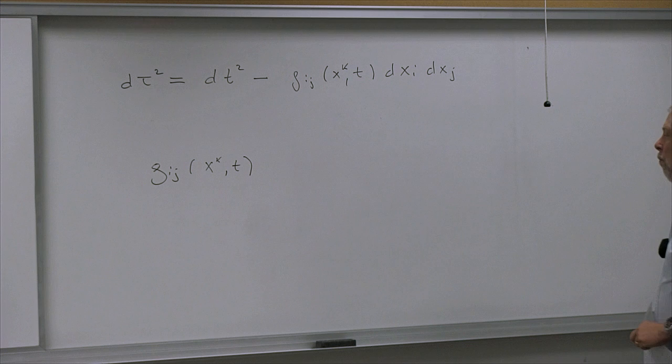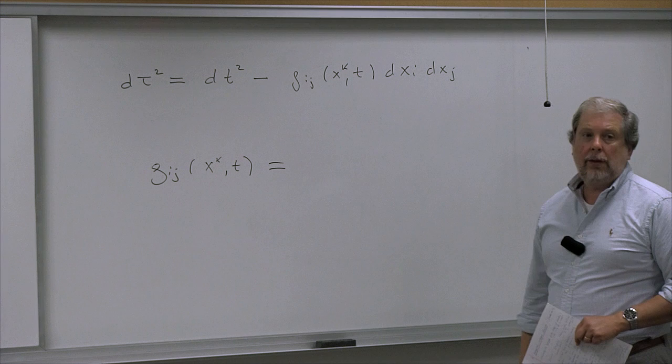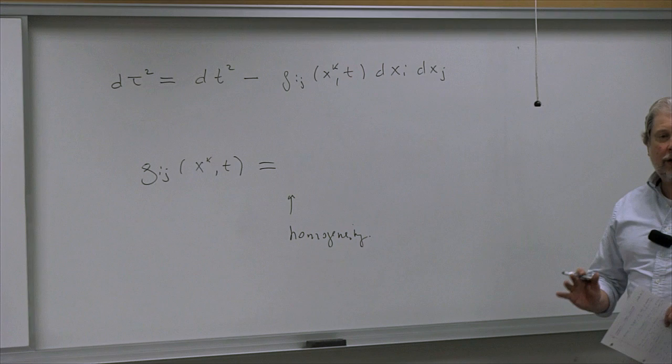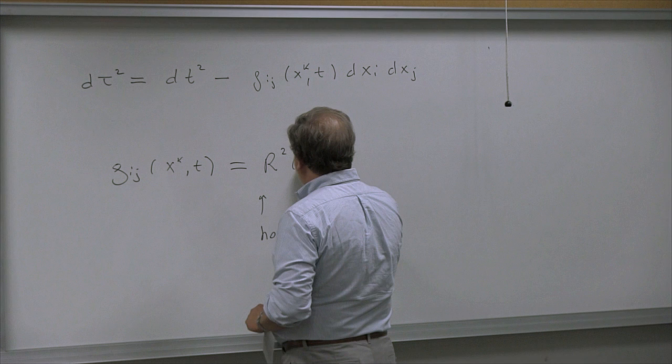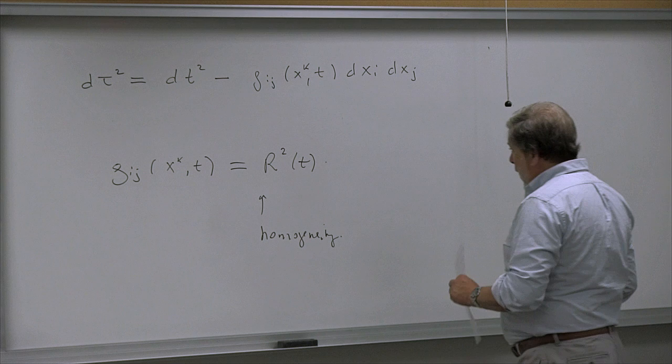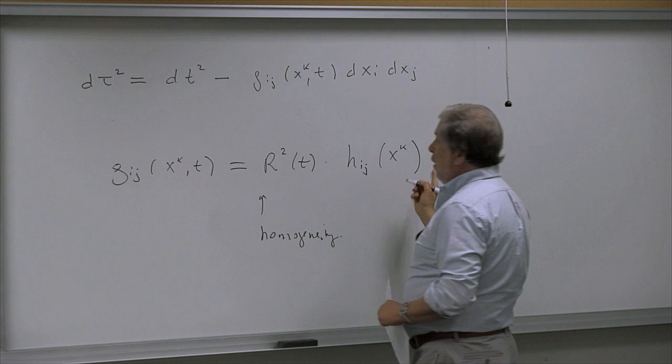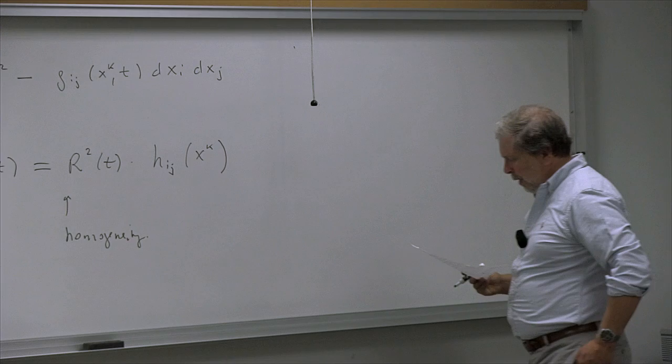that this, first of all, is not going to depend on where we're at. So the homogeneity is going to come in by the fact that there is an overall scale which only depends on the time. So that scale we write as r squared of t, and then times some metric, hij, which does not depend on t anymore. So it's an hij of xk, and it's on that hij of xk that we're now going to use the isotropy as well.